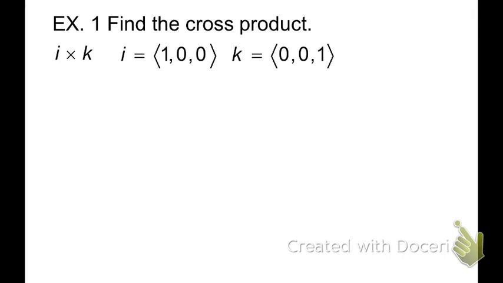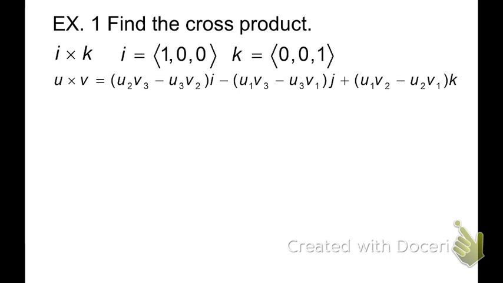Okay, so example 1, we're going to find the cross product of i and k. Like I said, you can use this formula if you want to. It's hard for me to remember what's what and what to multiply, so I'm going to use this process that I show you. So I'm going to write our two vectors in a matrix with the vector i j k in the very first row.